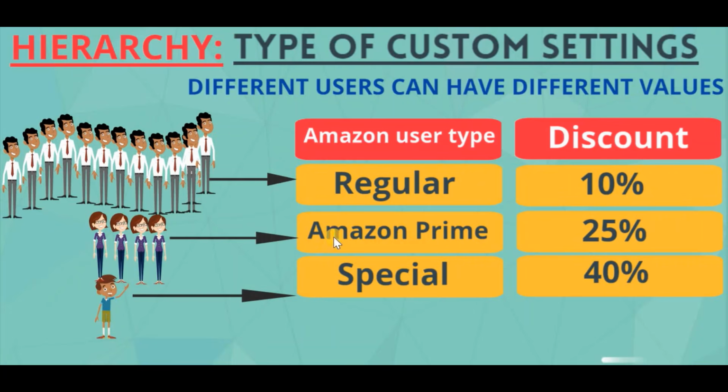In the same way, they have Amazon Prime accounts, right? So there will be a smaller set of users who will be getting a 25% discount. Of course, there is no special user type, but I made it as a scenario here. Let's say there is a special kind of user. For them, there is a 40% discount. So if you want such kind of data to be visible based on their profile or by their user, then you need to choose hierarchy. You need to ask yourself a question: if the data in here has to be accessed based on the type of user, and if the answer is yes, then you should choose hierarchy custom setting.